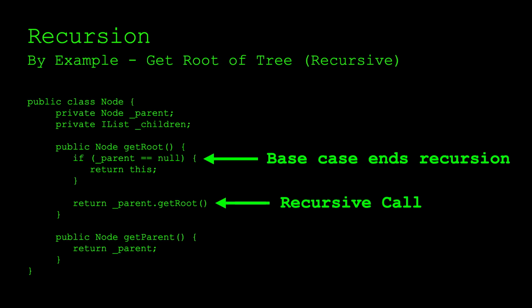Another example I can give you is getting the root of a tree recursively. So basically we've got this base case here that will end recursion. If there's no parent, then we'll return this because we're at the root, because there's no parent. And if there is a parent, so basically if this condition isn't met, then we'll call parent.getRoot. So we're calling that same function, but we're just calling it against a different node, because we've got this tree-like reference, and it works really well with recursion.